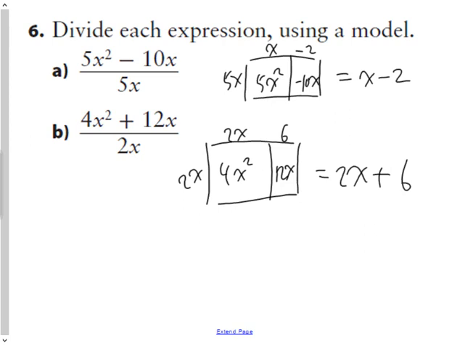So notice there is no symbol in here. Since we know it's a positive 6, it's going to end up being the connector of my binomial. It's a positive 6, or a plus 6.